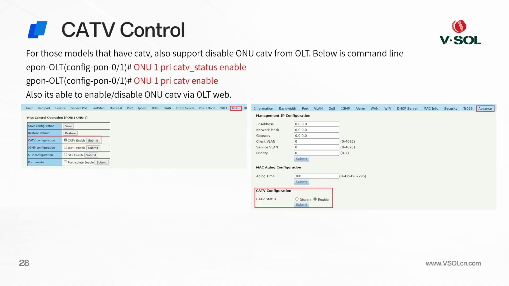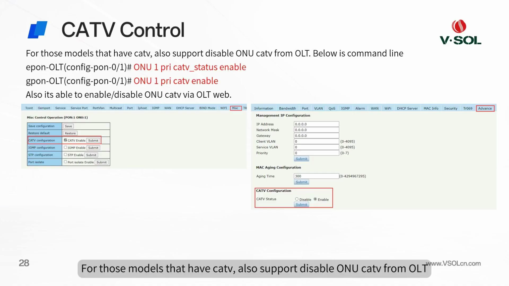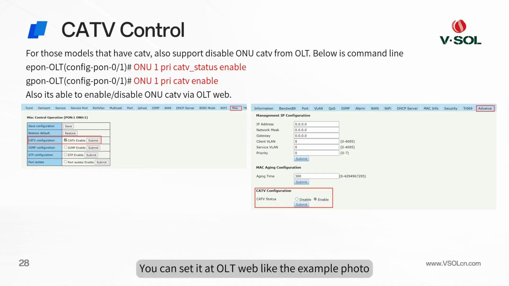Next is ONU CATV control. For those models that have CATV, disabling the ONU CATV from the OLT is also supported. You can set it at the OLT web like the example photo. When you click CATV, enable means the ONU CATV will be enabled. And you can also disable it at the OLT web.